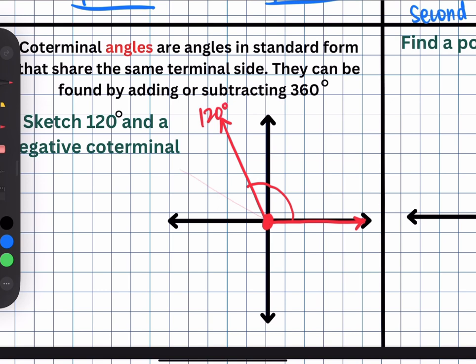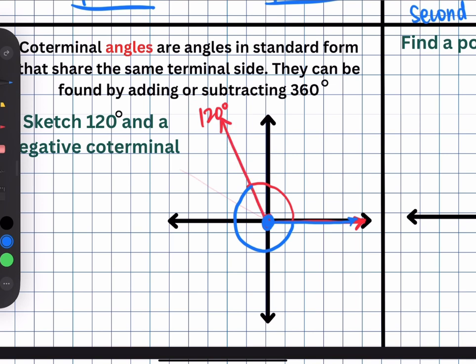And I want to find another angle on the same terminal side. Now this means that I could have another angle that maybe loops around one time, but stops at the same place as 120, right? This visually could also mean that maybe I go in the negative direction and I stop at the same location as 120.